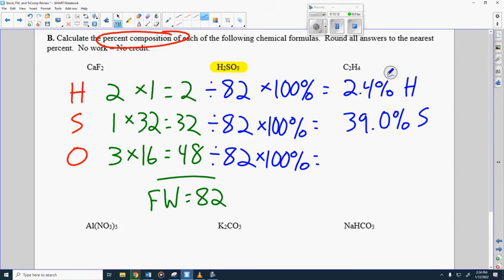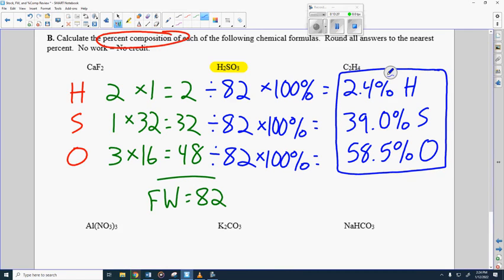And then lastly, I'm going to come out to have 58.5% oxygen. One way you can check yourself is that all of these numbers should add up. I'm going to box them up since this is my final answer. Notice I have each percentage labeled with an element symbol. So I know the 39.0% is for sulfur, not hydrogen or oxygen. Now all these should add up to about 100%. You'll see that my numbers here add up to 99.9%. That's okay. That's probably just a rounding thing. That's basically 100. So if you get 99.9 or 100.1% total, that's okay.